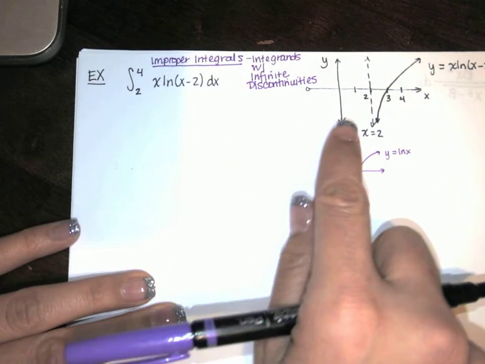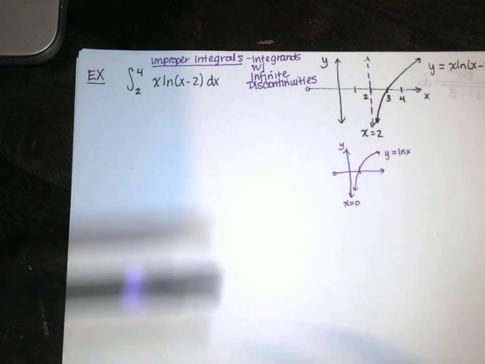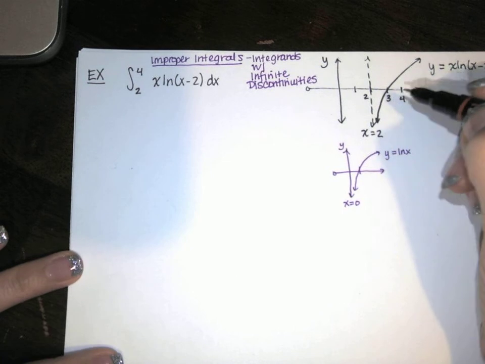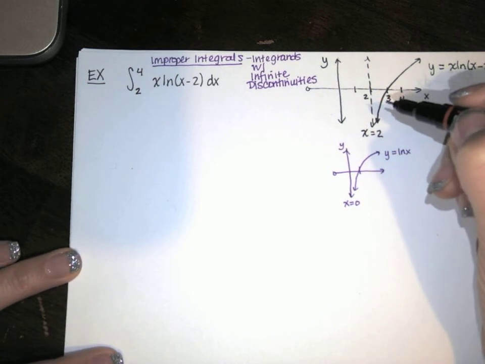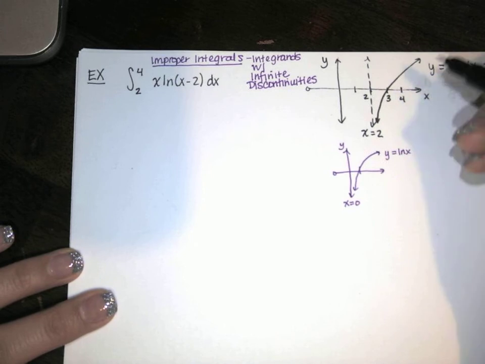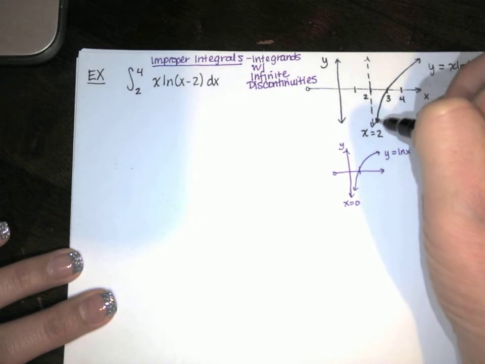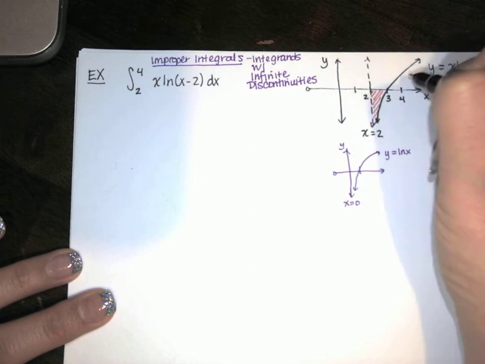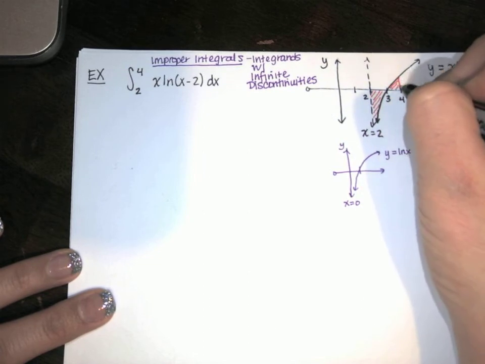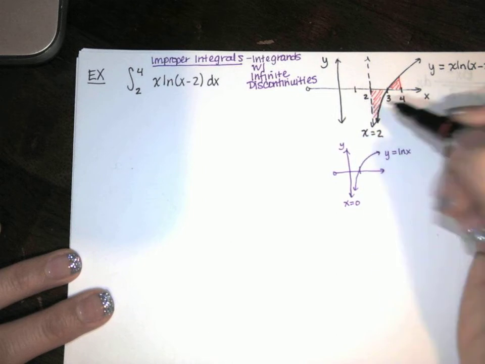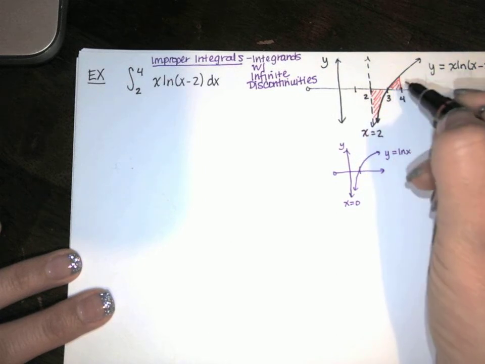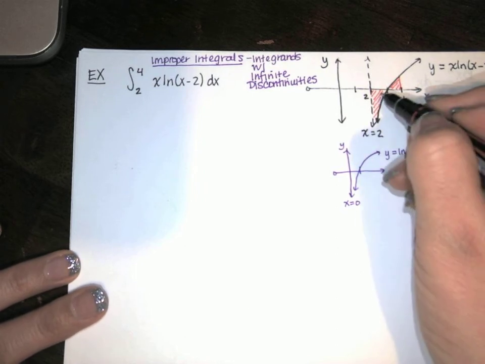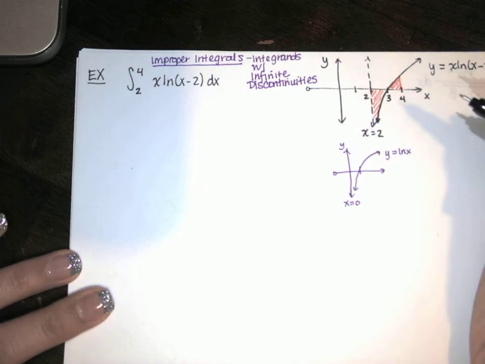So this is really asking about this unbounded area over here. It's all of the area between this function and the x-axis between x equals 2 and x equals 4. And notice that this is unbounded because we've got that infinite discontinuity or vertical asymptote. So this is the area we're interested in. I've got this piece and this piece. This piece is fine. That's just a proper integral over there if I were to evaluate the integral from 3 to 4. But over here we have a problem. We have a problem at x equals 2.